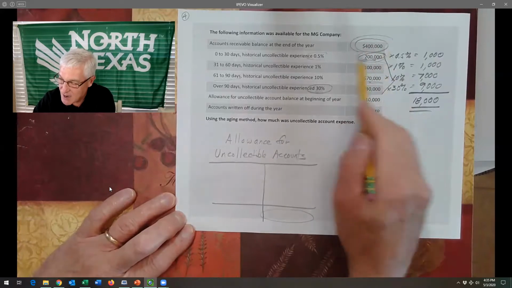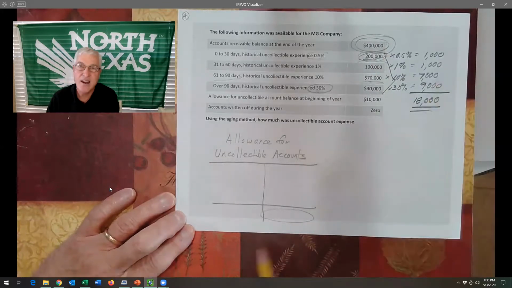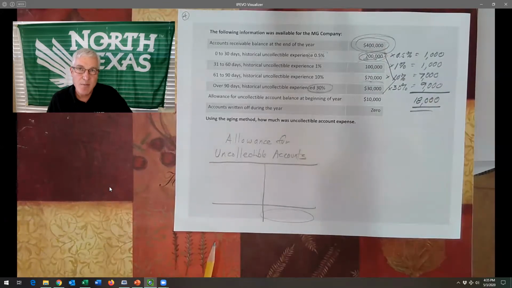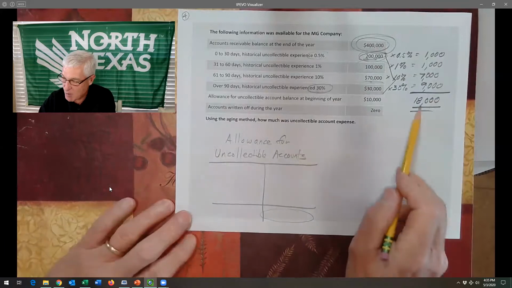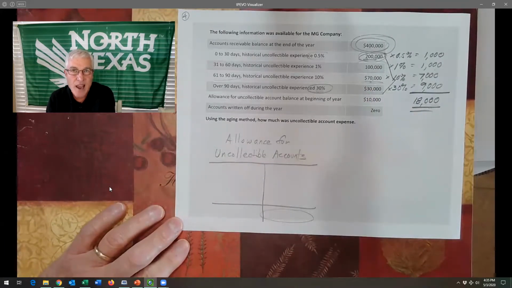In other words, here's the balance of 400,000, but I've calculated now how much of this I will not collect by looking at the actual quality of my receivables. And so this number will be higher if there's more accounts that are past 90 days. So I do like this method. I think it makes more sense.